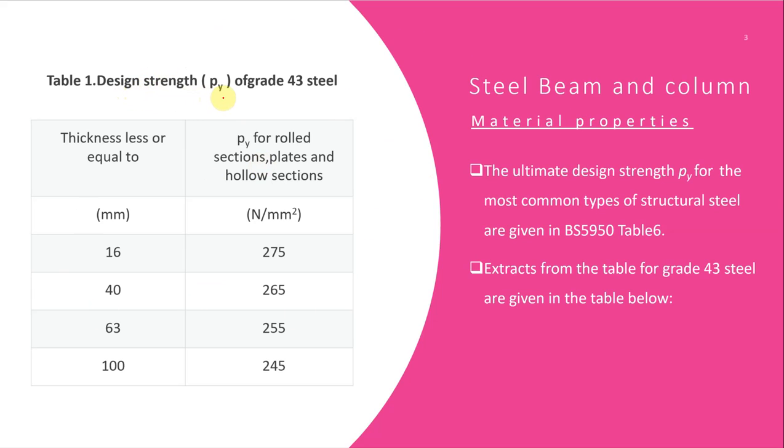Here you see the design strength PY of grade 43 steel. Grade 43 steel is the ordinary steel that we normally use in the market. So design strength: if you look at reinforcement bar, we call it FY. Remember, if we talk about RC design, the symbol for strength is FY, but here we call it PY. This one is for steel design.